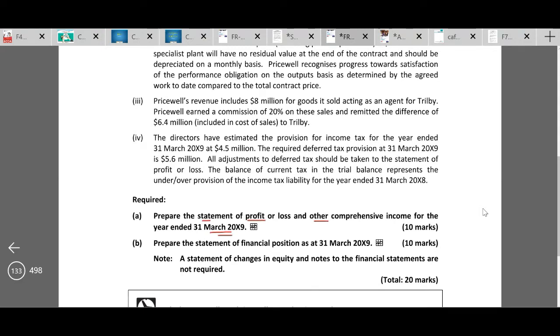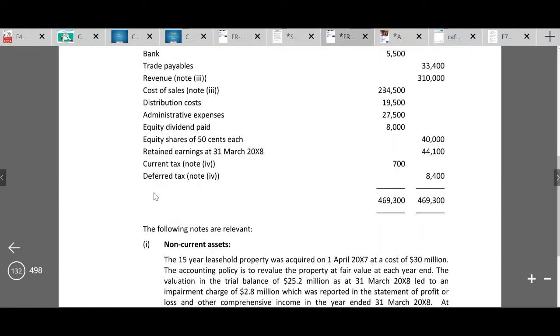So dates are very important. You should know which year ended financials are being prepared, and prepare the statement of financial position. So 10 marks for statement of profit or loss and 10 marks for the statement of financial position. And they have said that the statement of change in equity and notes to the financial statements are not required.